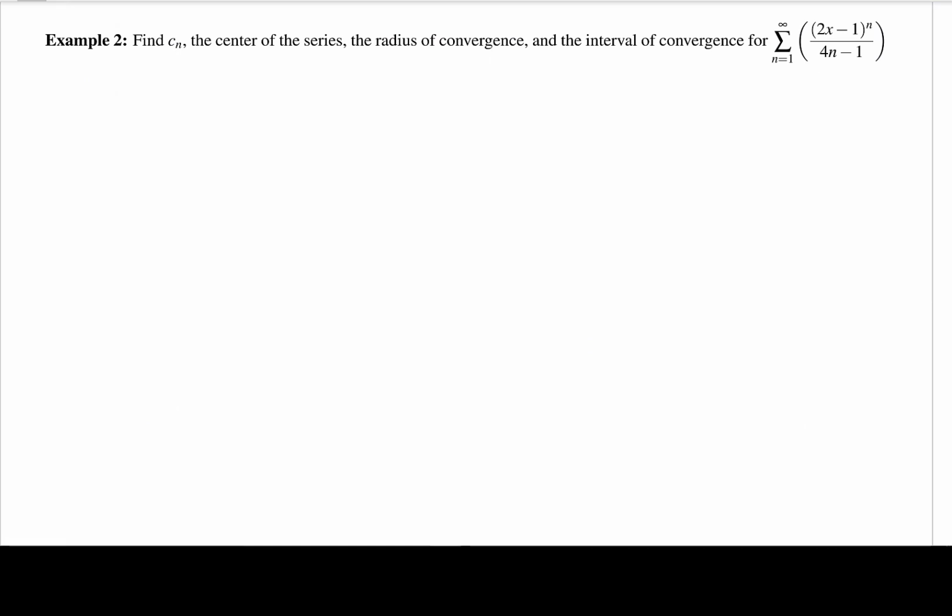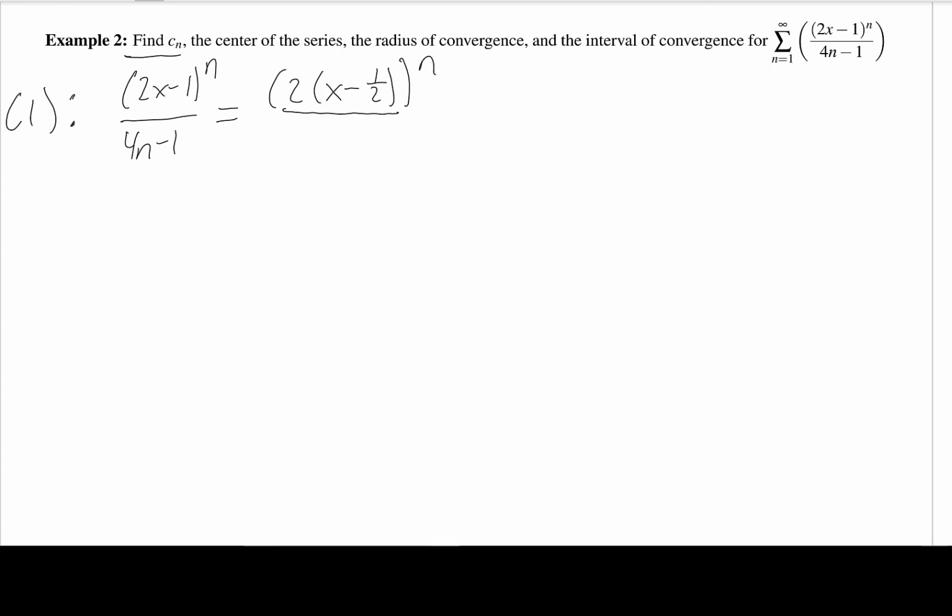Now let's look at example 2. For example 2, we're going to be doing the exact same thing as last time, just with a different series. So first I'll note that c sub n, well, we have 2x minus 1 to the n over 4n minus 1. So this is the same thing as 2 times x minus 1/2 to the n. All I did was rewrite 2x minus 1 like this, over 4n minus 1.